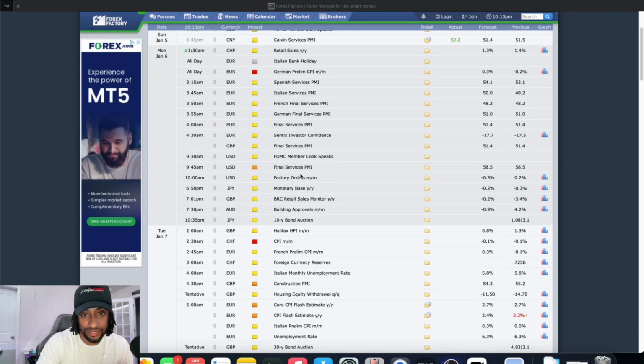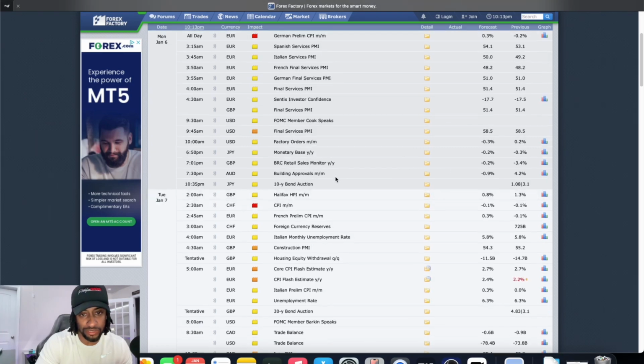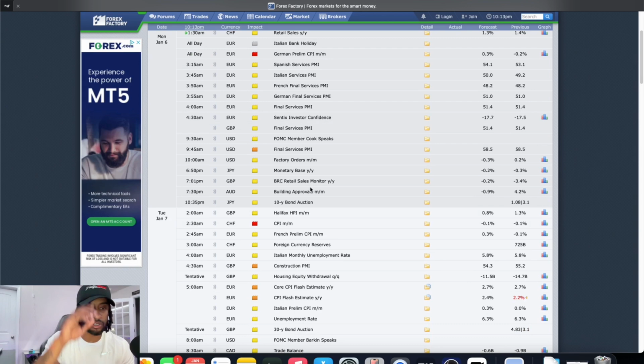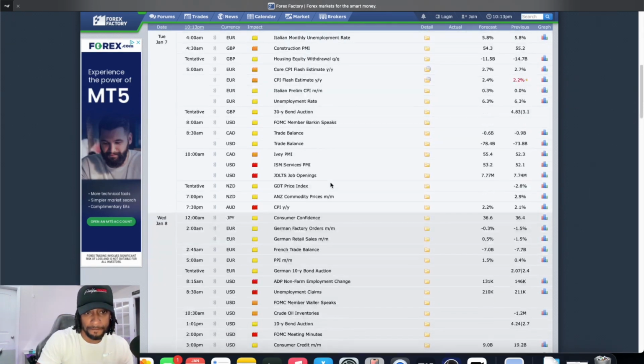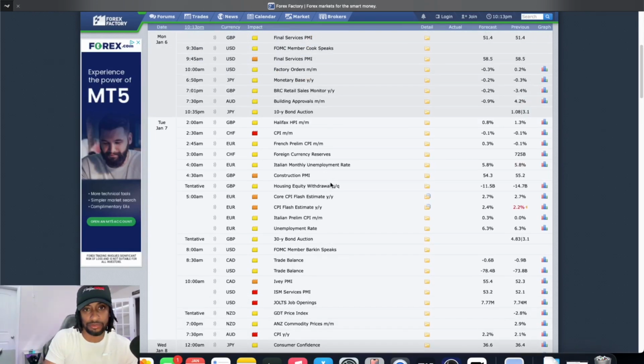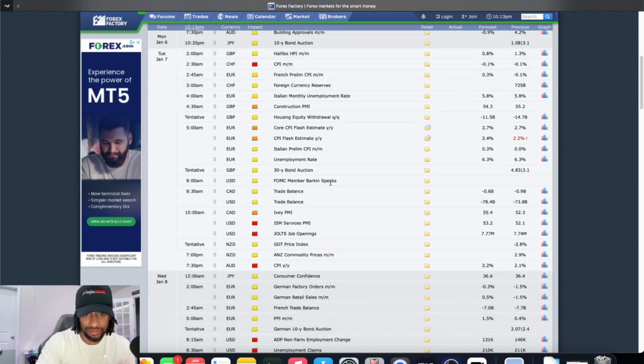Red folder events. Nothing for tomorrow, but at 9:30 we got one of the FOMC members speaking. Nothing too worrisome. Mid-tier event right here with Final Services PMI. And then factory orders, another mid-tier news event, not red, so we shouldn't see too much volatility tomorrow. You might see smaller fluctuations down on the lower time frames. Once again, I'll be looking to engage in the marketplace around 9:45 to 10 a.m.